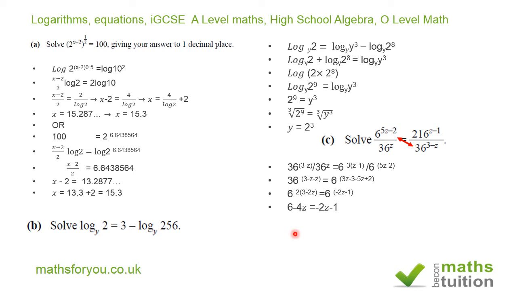We can now say that 6 minus 4z is equal to minus 2z minus 1. If you add 4z to both sides and add 1 to both sides, we end up with 7 is equal to 2z. So z is equal to 7 divided by 2, and that's 3.5.